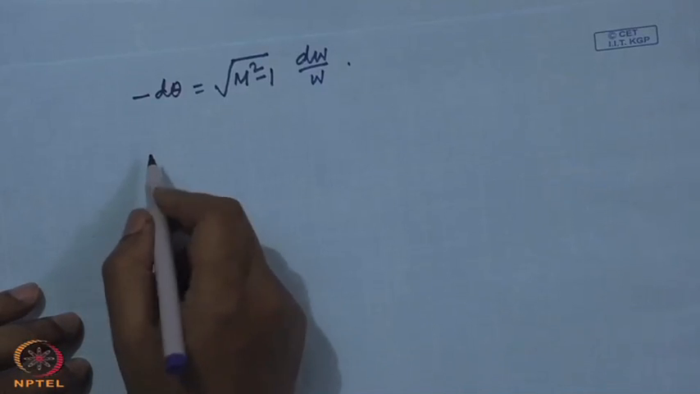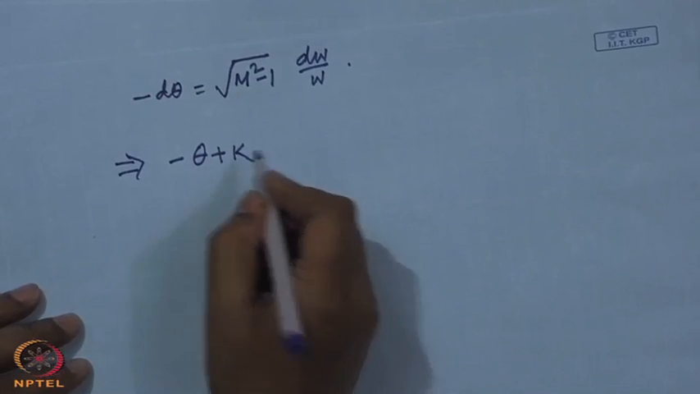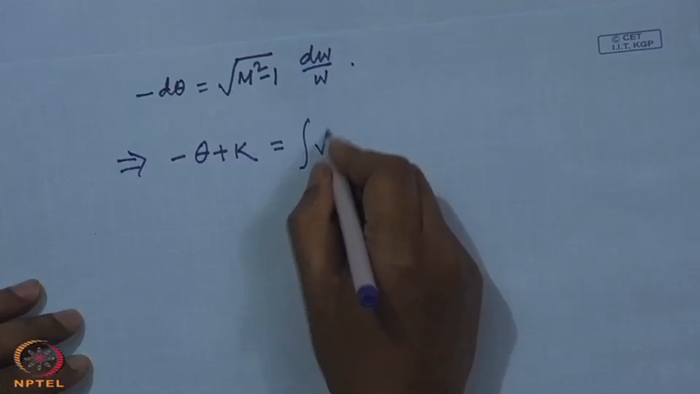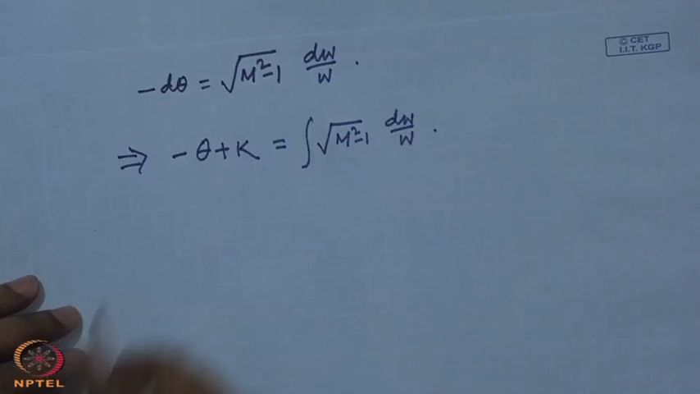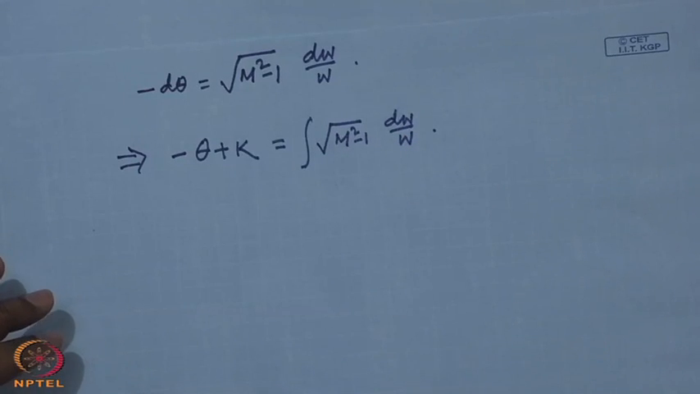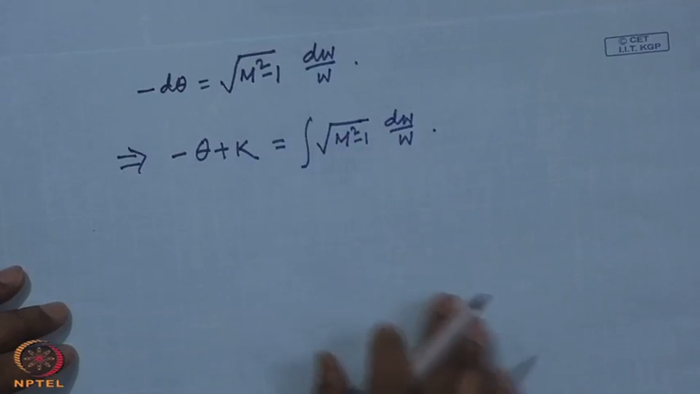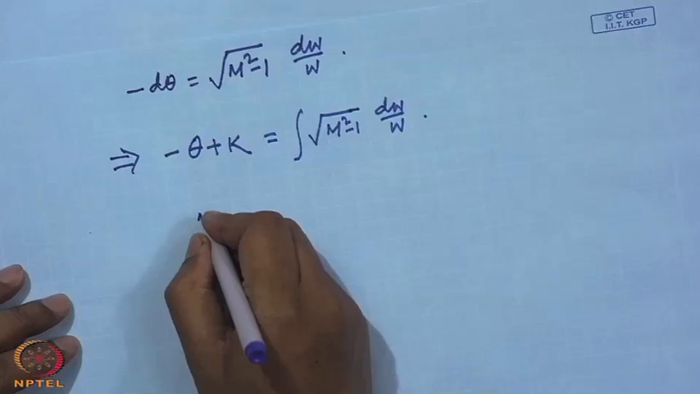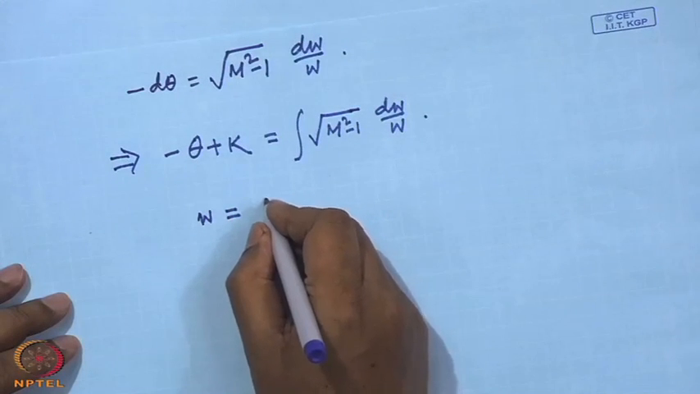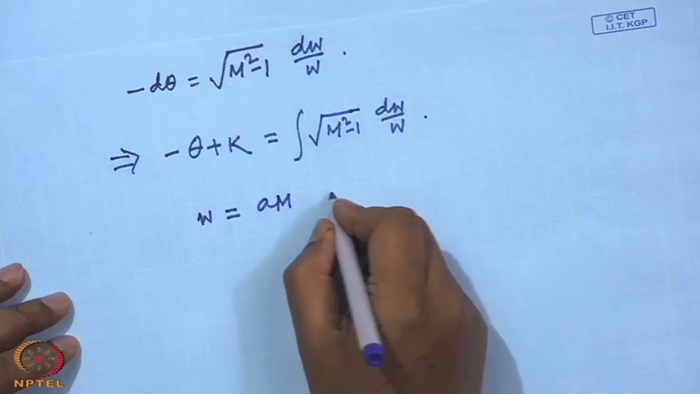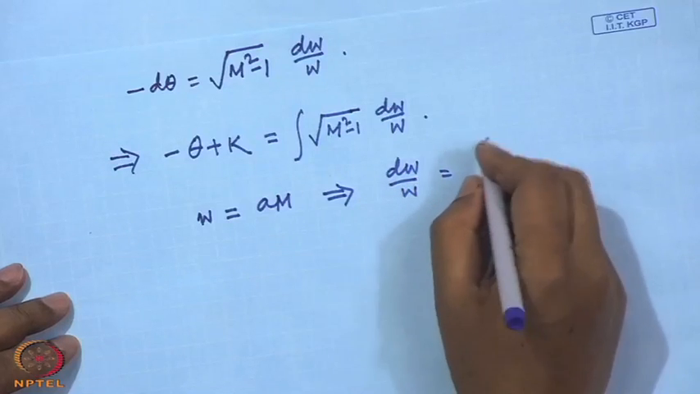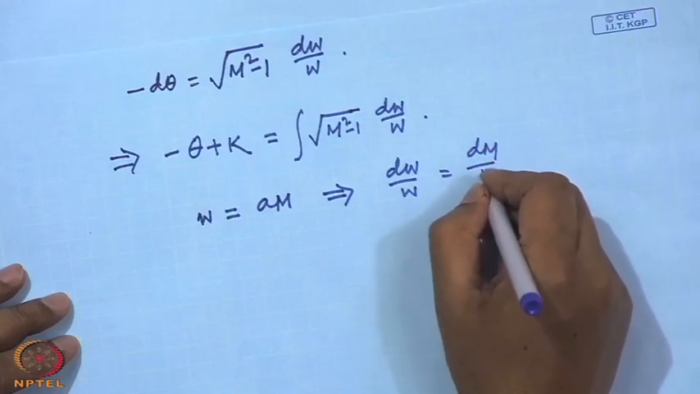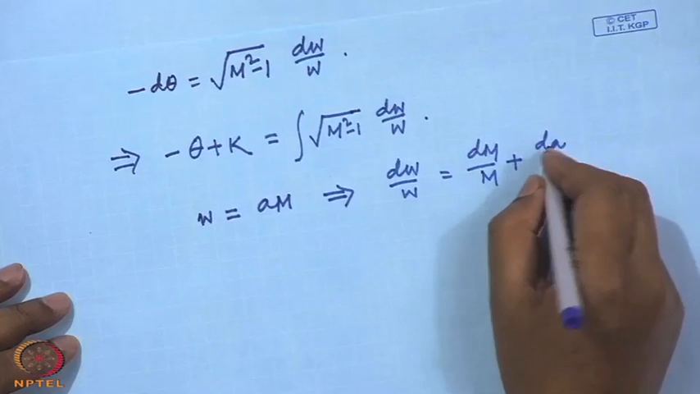Now, integrating this relation, we find minus theta plus k is the integral, where k is the constant of integration. To evaluate this integral, we write flow velocity w as speed of sound multiplied by the Mach number, which gives us d w by w equal to d M by M plus d a by a.